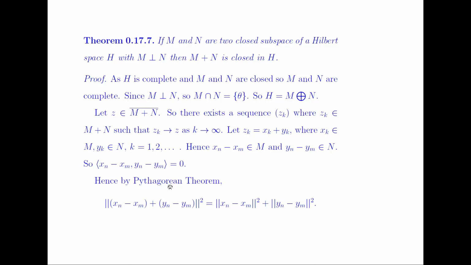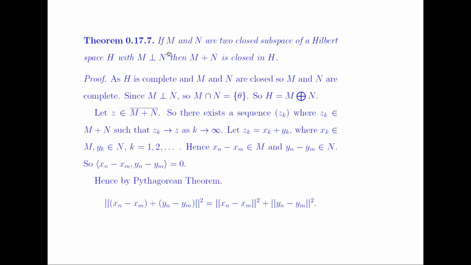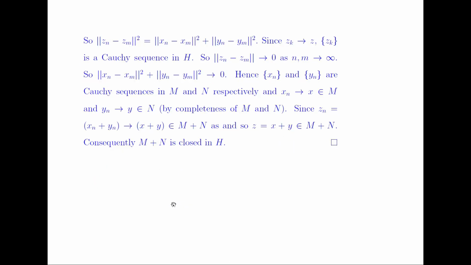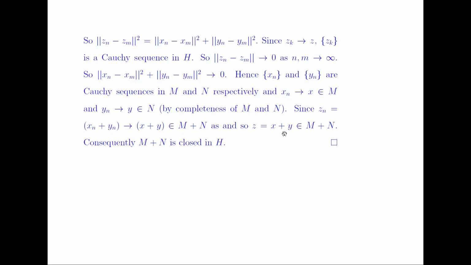Now if we apply the Pythagorean theorem here, the norm squared of (xn − xm) + (yn − ym) is equal to the norm squared of xn − xm plus the norm squared of yn − ym. So we have the norm squared of zn − zm equal to this, by using the Pythagorean theorem, because zn = xn + yn.